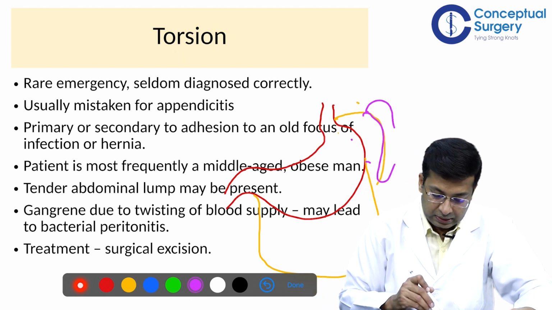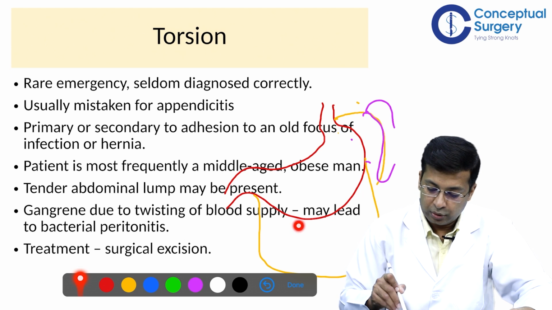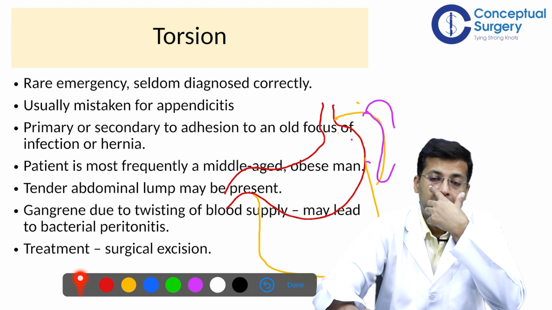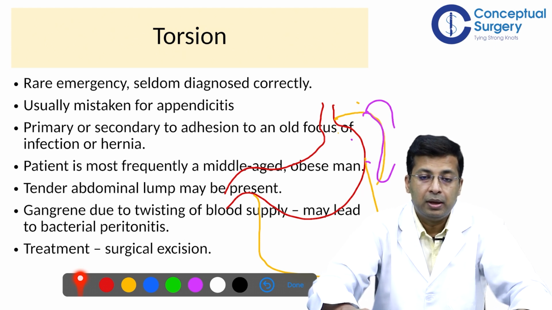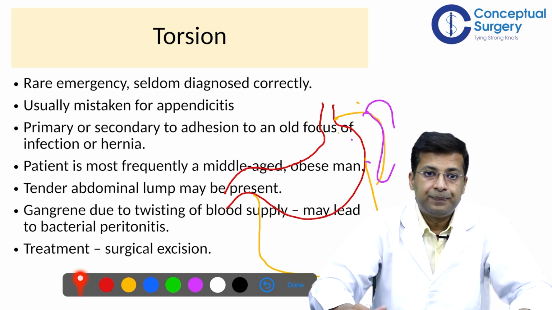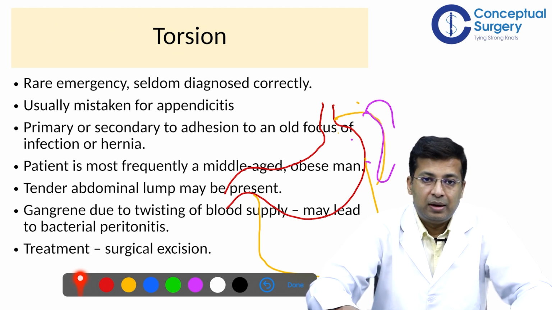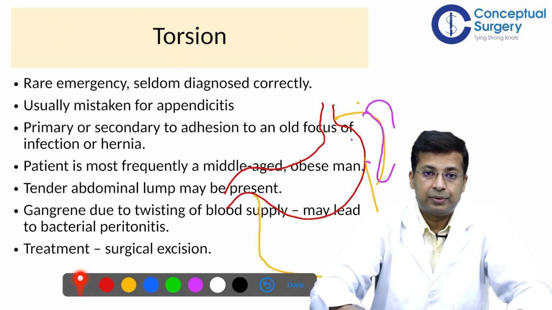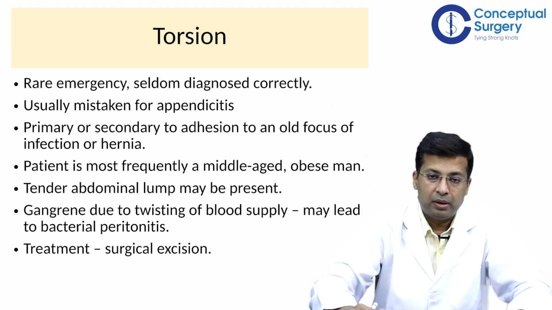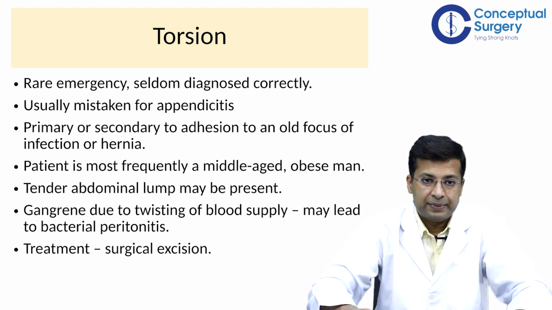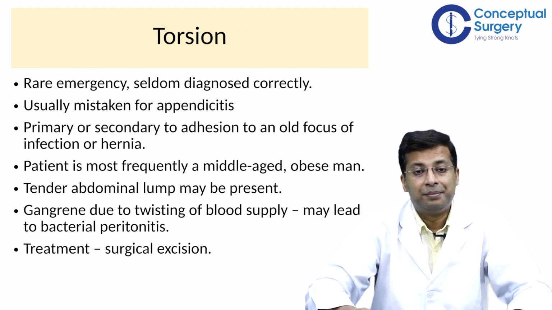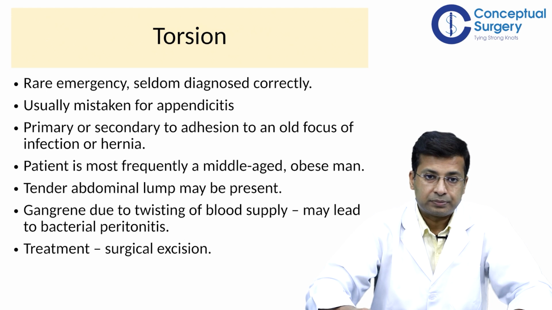Now, because of its broad attachment, it is rare for the omentum to twist. But on rare occasions, especially if there are abnormal adhesions of the omentum to intra-abdominal organs, the omentum may twist and present as an intra-abdominal emergency. This is a rare emergency, and therefore it is seldom diagnosed correctly, because you would not keep omental torsion as a differential of the common abdominal presentations in emergency. The most common differential for which it is mistaken is acute appendicitis.